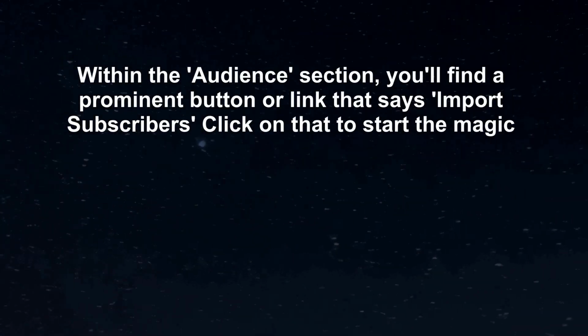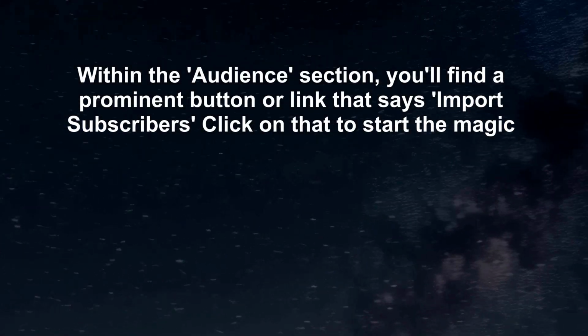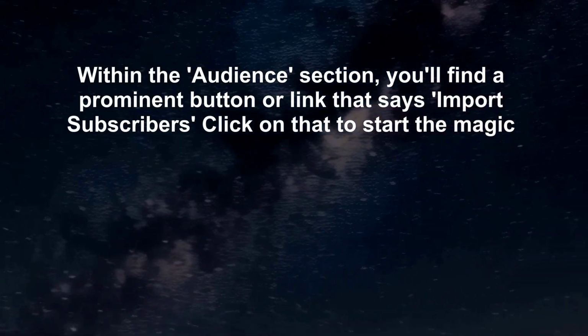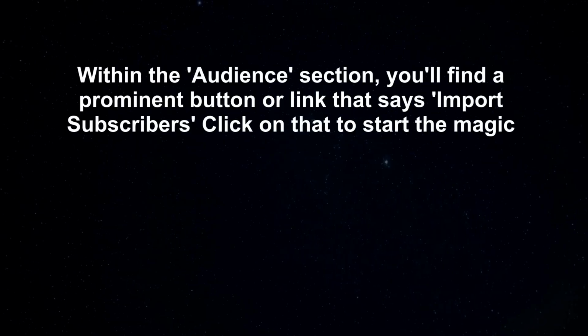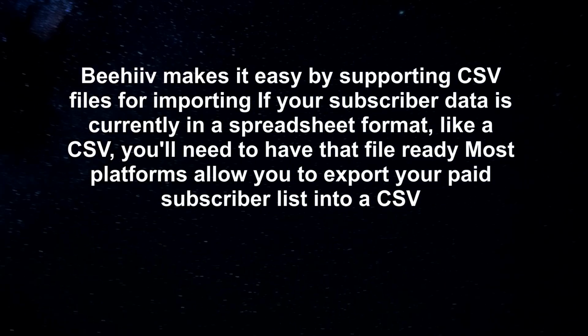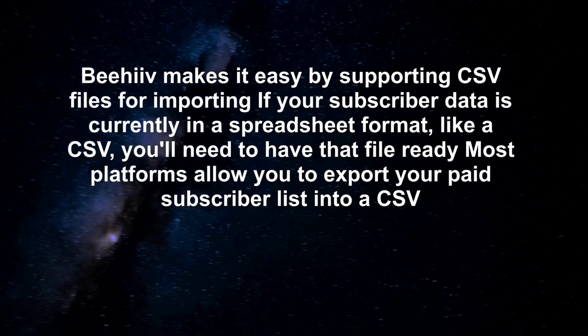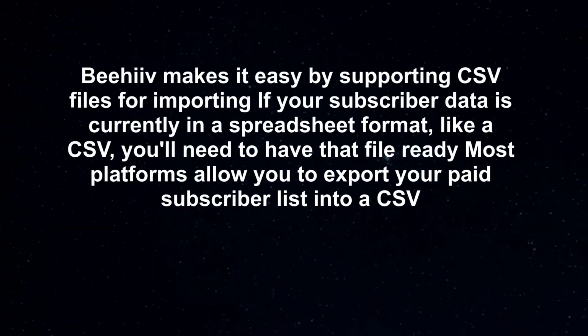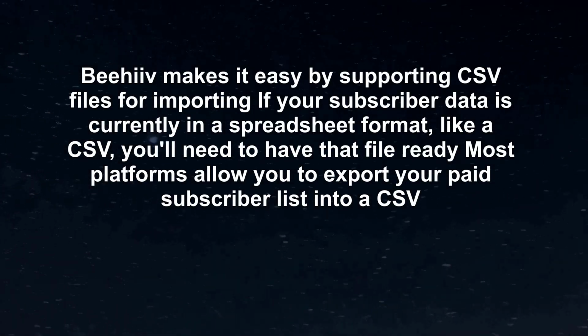Within the Audience section, you'll find a prominent button or link that says Import Subscribers. Click on that to start the magic. Beehiiv makes it easy by supporting CSV files for importing. If your subscriber data is currently in a spreadsheet format, like a CSV, you'll need to have that file ready.